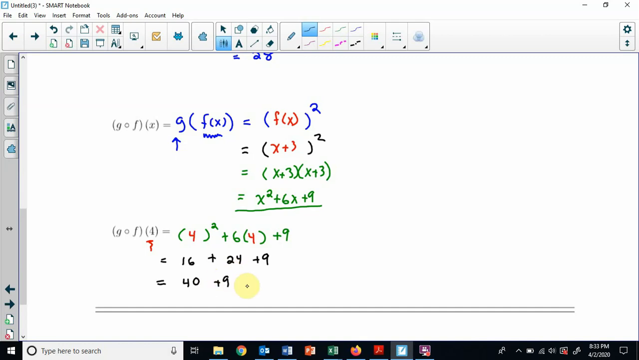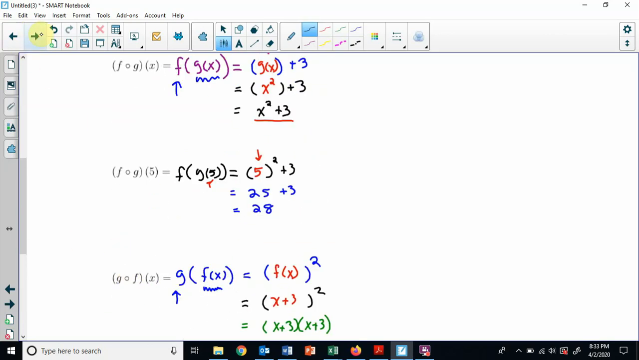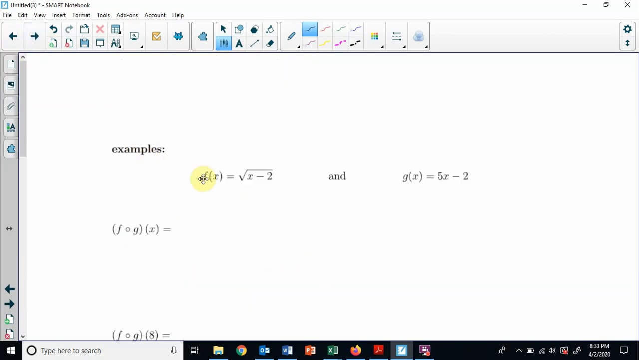Bring down that plus 9. And 40 plus 9 is 49. Awesome. All right. So maybe one more batch of examples. A little bit harder functions this time.